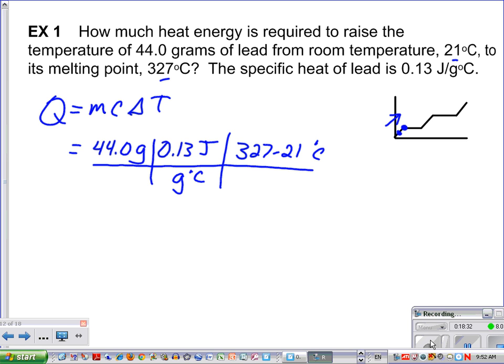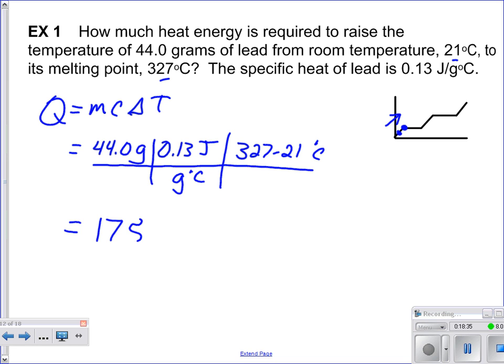Okay, so we have an answer, and our answer is 1750. That should be in joules. Oh, here's a little note about sig figs. I hate sig figs.